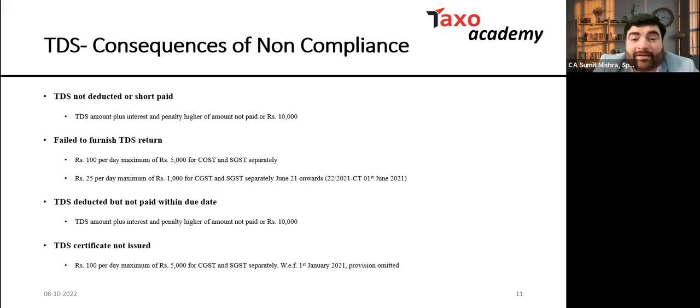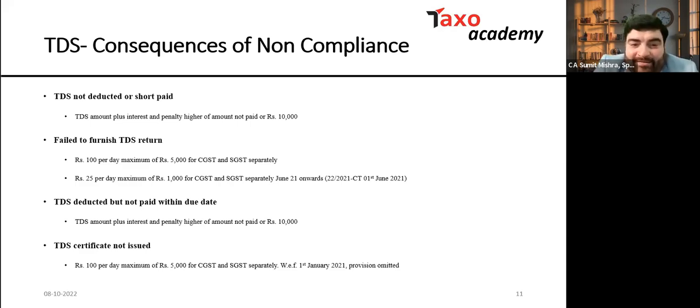So for a return, the maximum penalty that can be levied is like 10,000 rupees for a particular month. So if you are deducting TDS, make sure that all the returns are duly filed within the time frame. Otherwise, it is 100 rupees per day. Now it is reduced to 25 rupees per day, up to a maximum capping of 1,000 rupees, from June 21 onwards. So although the amount is now less, that's not an excuse.